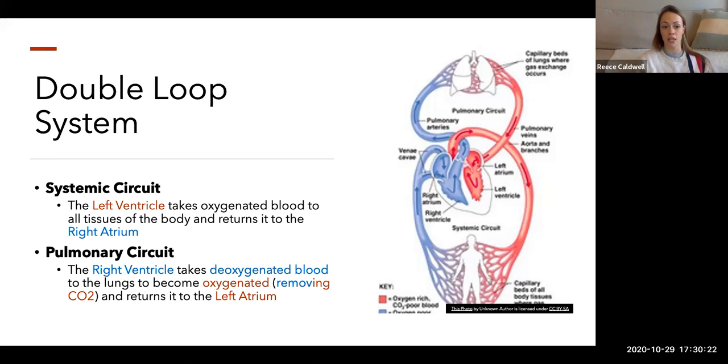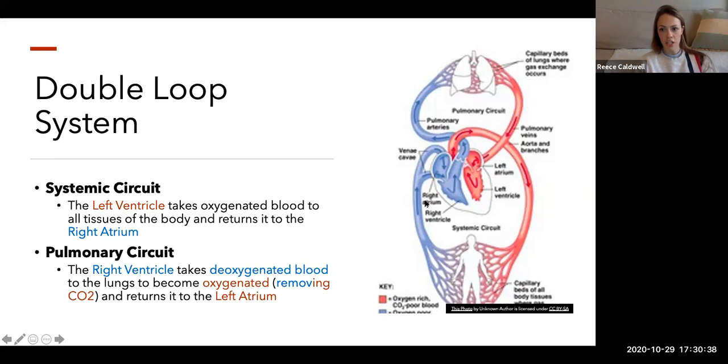And that makes sense because pulmonary circuit, lungs. That's just looking at that one movement to the lungs and back to the heart. So systemic circuit's dealing with the whole body, our system. The pulmonary circuit is dealing with the lungs, pulmonary, lungs.